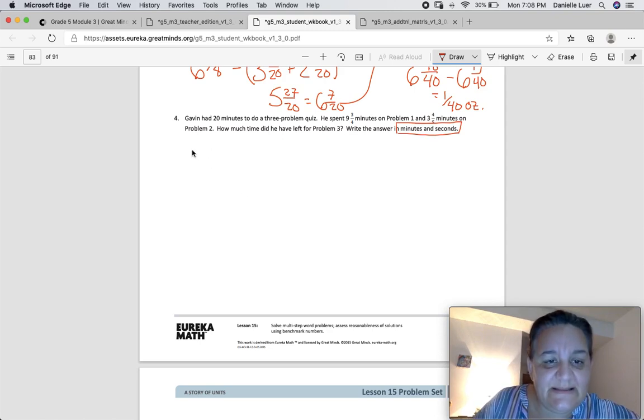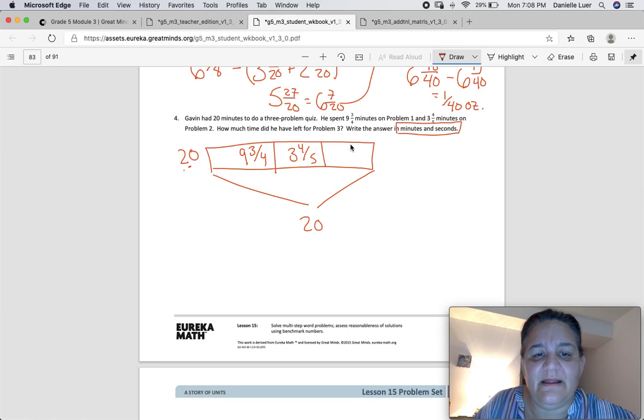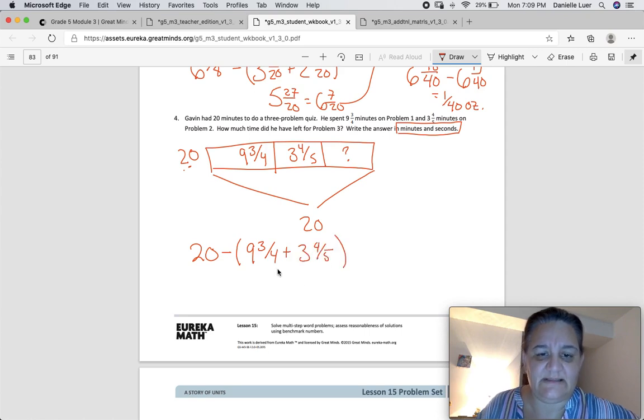So he had 20 minutes. This is how much he started with. And so if this whole thing is 20, and he used 9 3/4 on the first problem, and he used 3 4/5 on the second problem, how much time does he have left for question number 3? So 20 minus 9 3/4 plus 3 4/5. So let's solve that.